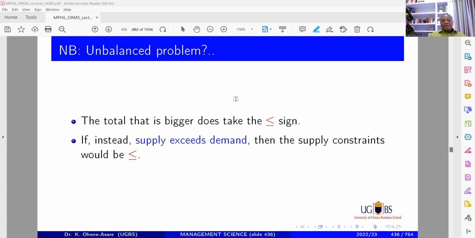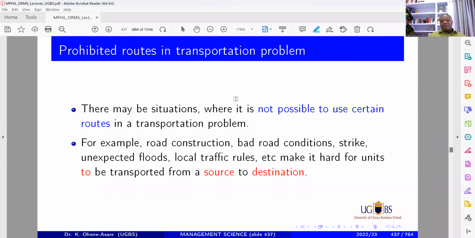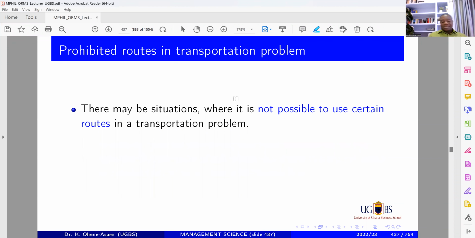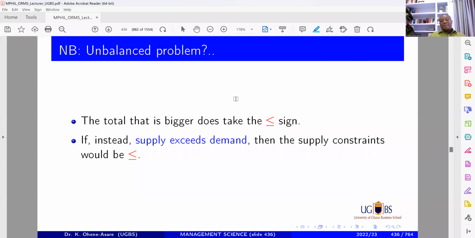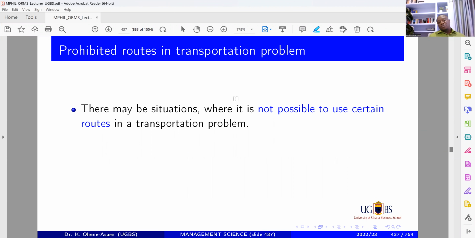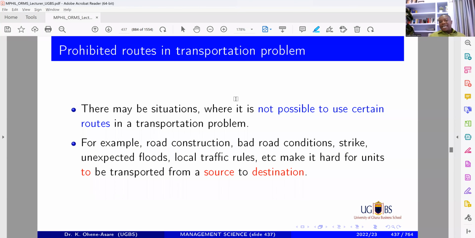All right, so now that we've been able to formulate this, we can now go ahead and solve the problem using Excel. That's for later. Do that later. But for now, there are some few things I want you to note about the transportation problem. There's a route called a prohibited route in the transportation problem, and I want you to understand it. There's always a question on this. So it's, as the name sounds, when I am prohibiting you from doing something, it means I'm not allowing you to use the thing. A prohibited route is a route where it's not possible to use.